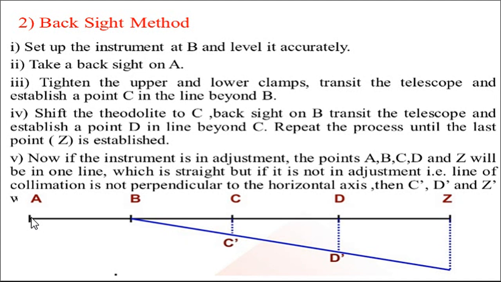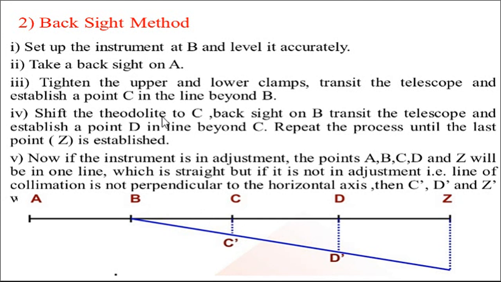A. Then next step, tighten the upper plate and lower plate, transit the telescope, means we have to rotate the telescope about its horizontal axis and we have to take the reversing. Transit the telescope and establish point C. So, when we change the direction, see our direction of telescope is towards A, by reversing the direction is in this direction. So, what we have to do? We have to establish point C beyond B like this.